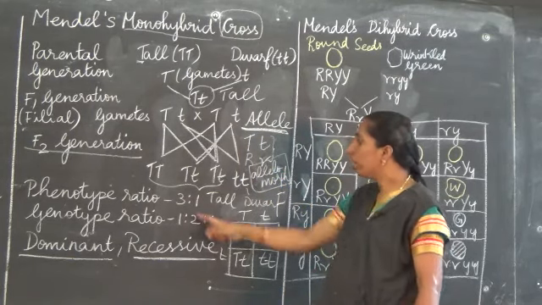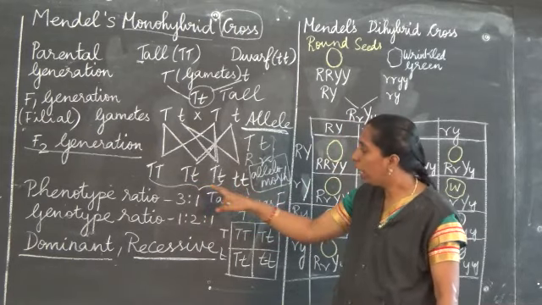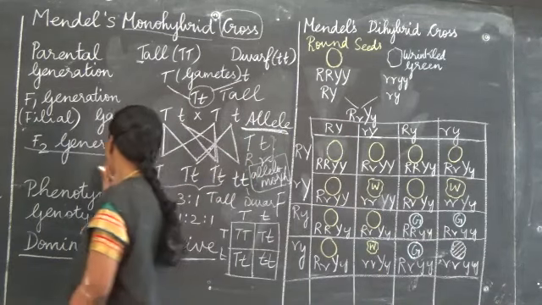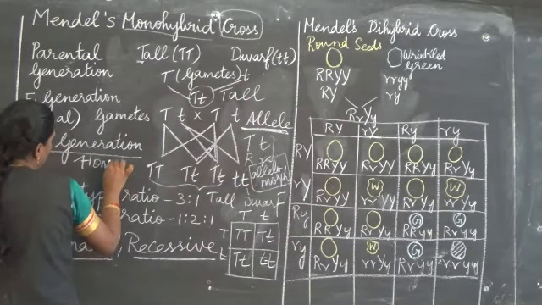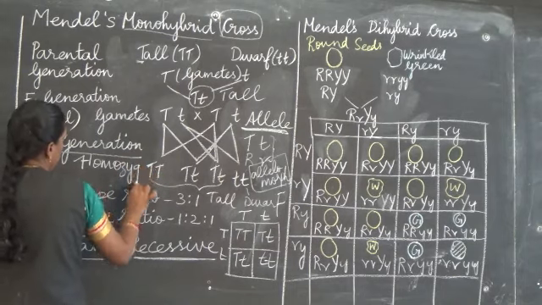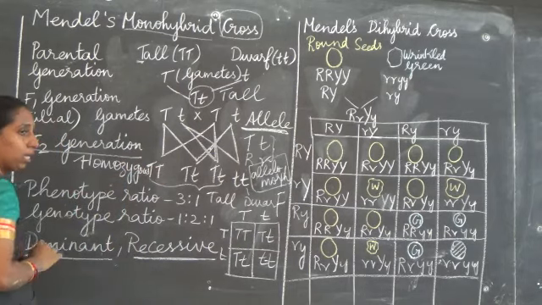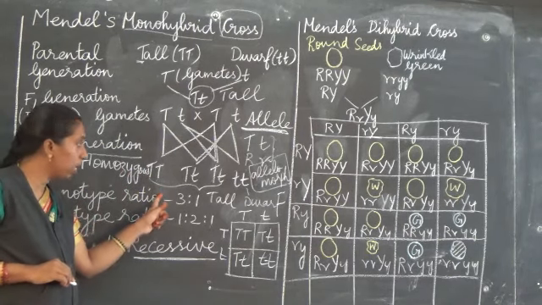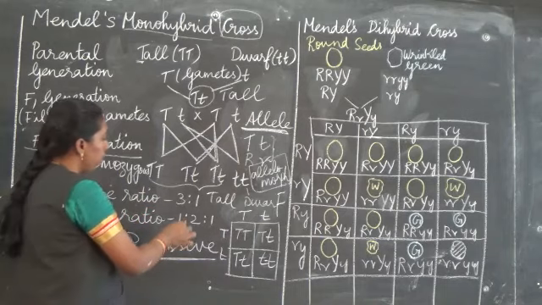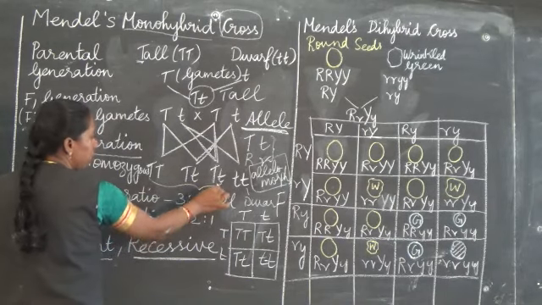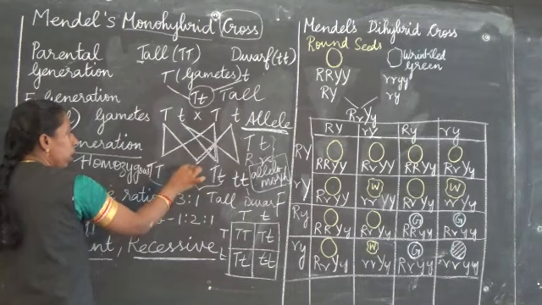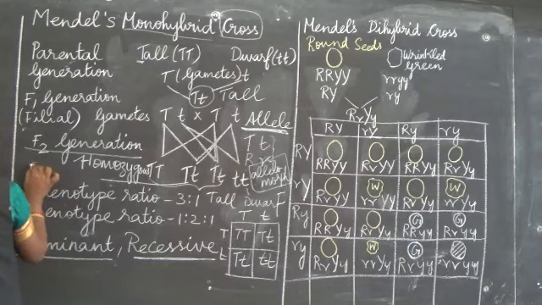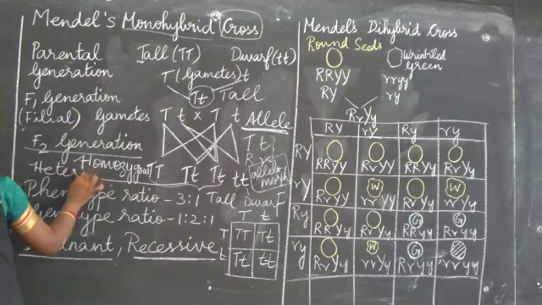Again, now in this genotypic ratio, you can see two capital T's here. So it is called as homozygous. Homozygous means similar pair of genes. Whereas heterozygous means there is a different pair of genes. Here, see here, one capital T, one small t. So it is called as heterozygous.